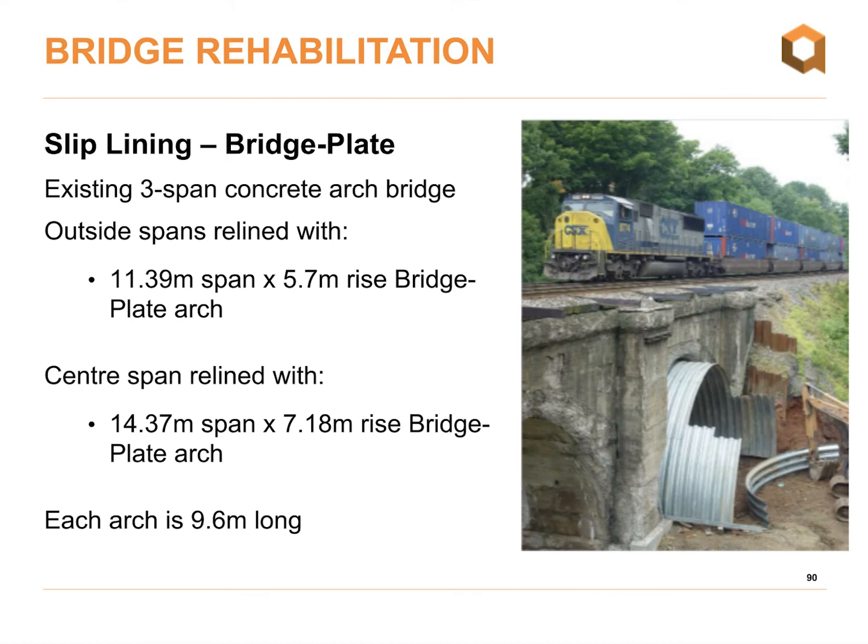So this is another railway underpass. Basically, it was a 3-span concrete arch bridge. The 2 outside spans were over 11.3 meters, and the center span was 14.37 meters wide.